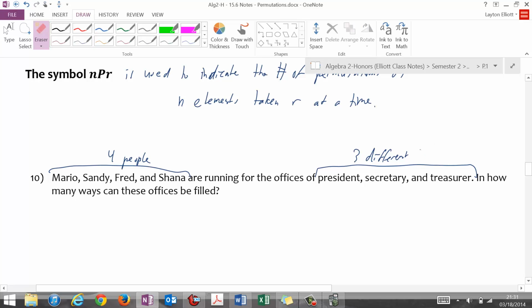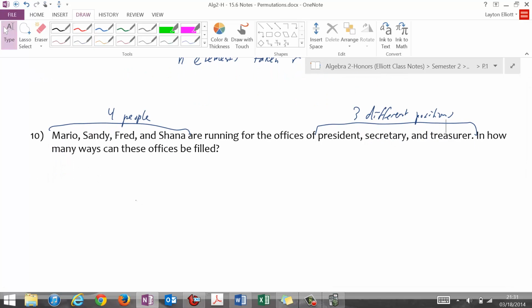Sorry, it's hard to talk and write at the same time when I do these. And since they're 3 different positions, in how many ways can these offices be filled? Basically, I want 4 people, and I'm going to pick 3 of them. Little side note here: for permutation, I like using the word pick because they start with the same letter. Later on, for combination, I'm going to have the word choose because they also start with the same letter. So you're going to see me do that quite a bit.